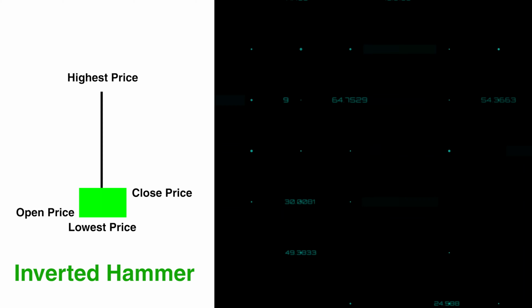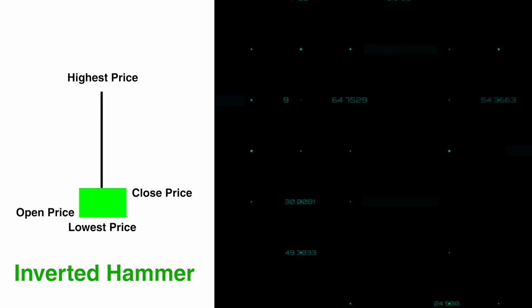Now let's talk about entry strategy. There are multiple ways, but one of the safest is to wait for confirmation. Enter only when the next candle breaks above the high of the inverted hammer. This reduces false signals and increases your probability of success. Yes, you may enter slightly higher, but you're trading with confirmation, not hope. Your stop loss should be placed below the low of the inverted hammer. This is logical and disciplined.